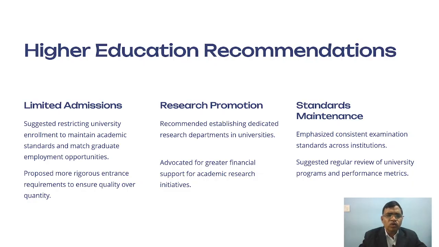So they want to take only quality or well qualified people, capable students, in the university, so that they're going to produce quality persons. Then they mainly focus on research promotion. So they recommended establishing dedicated research departments in universities, and advocated the government to give financial support for academic research and initiatives.